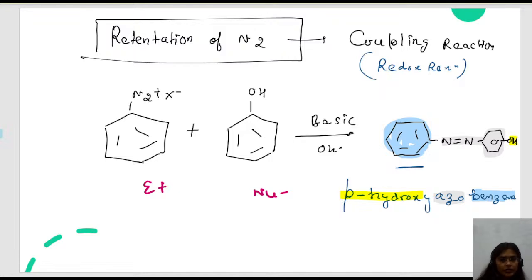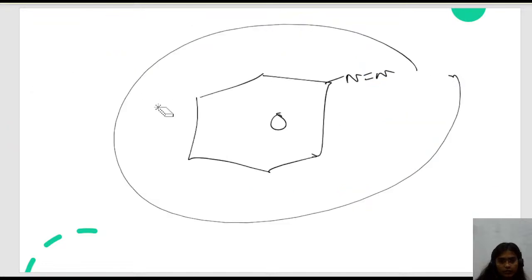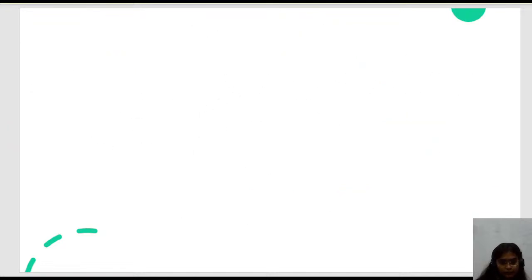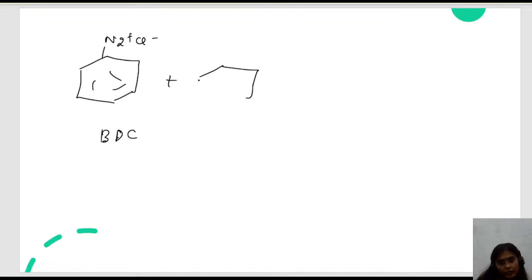That was the first reaction. And the same way, in place of OH, we can use another thing as well. Same BDC. And this time we're using aniline. The pH is important here. In the phenol, we're using basic pH, and in case of aniline, we have to use the acidic pH, like terms and conditions apply, acidic pH.